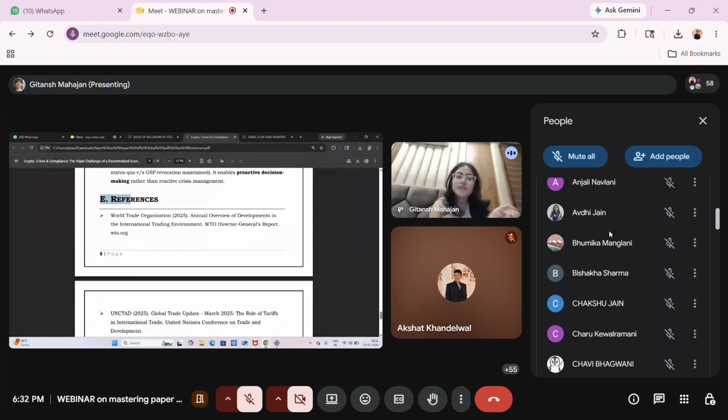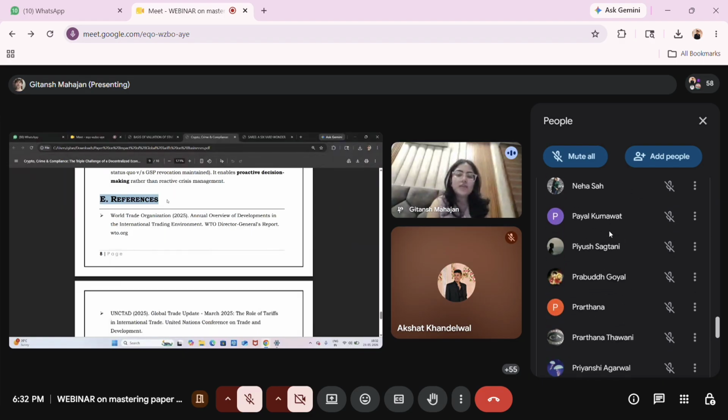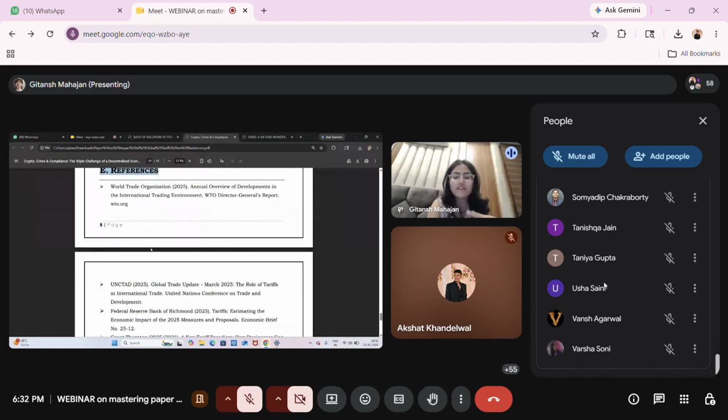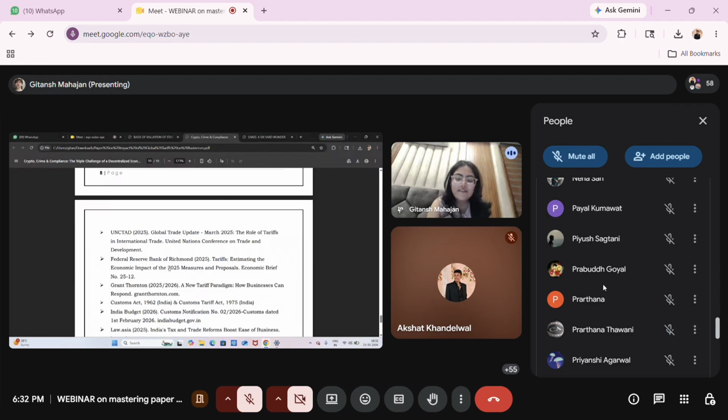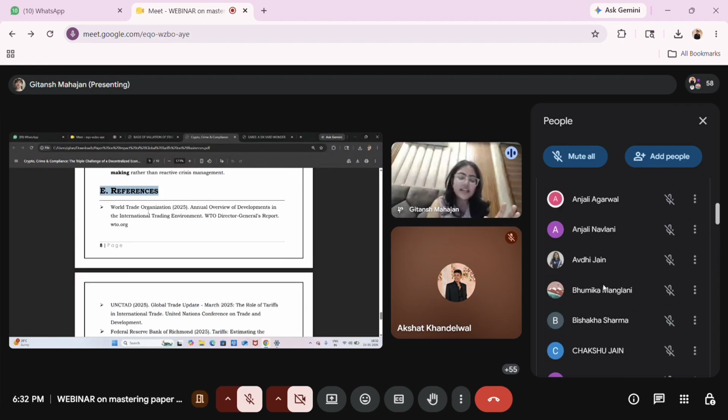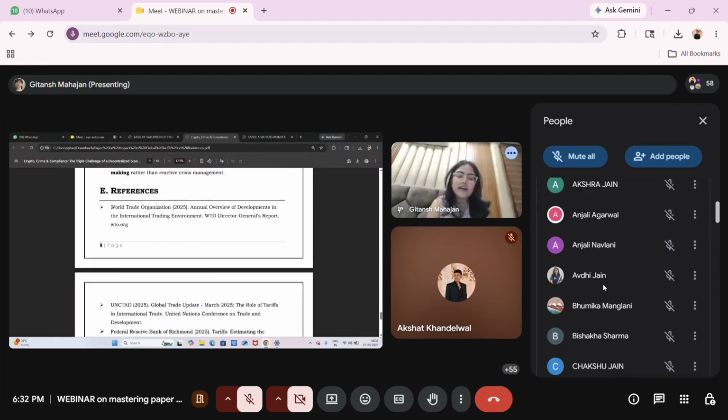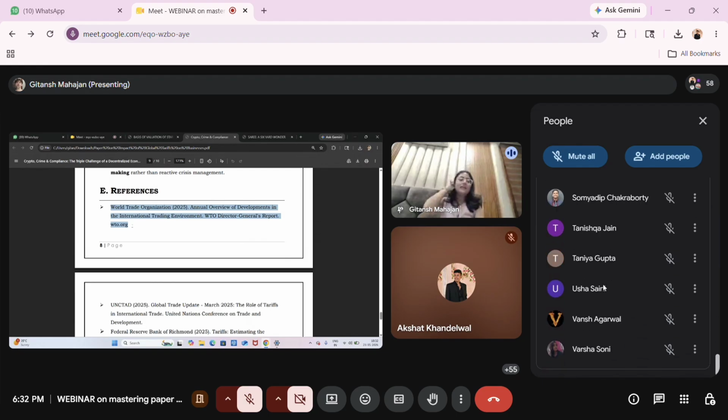One of the things that we usually forget to keep in the paper is including the references. That is, from where you have researched your content. If this particular section is included, it gives an impression to the evaluator that you have also put the links to the websites or the pages from where you have used the information.